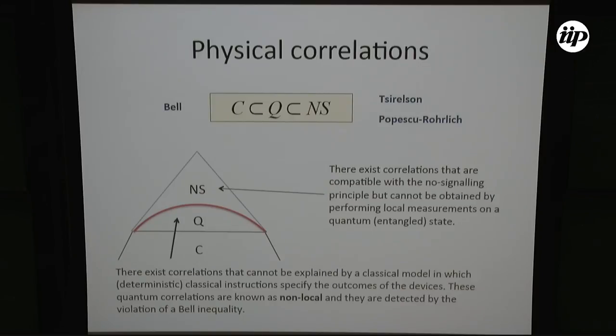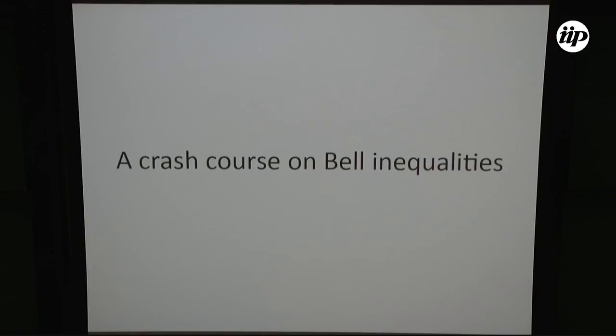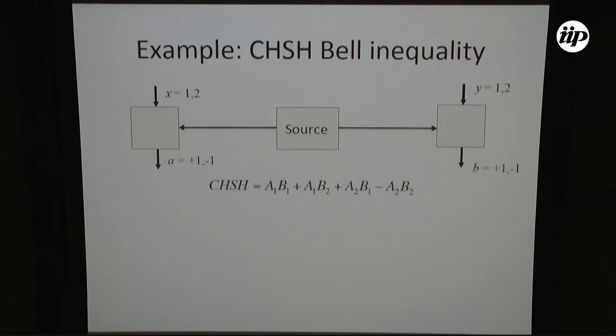Since this is a general talk, I will give, you know, quantum physics. Just to make sure that you follow me, hopefully, I will give a very short course on Bell inequalities. So what is a Bell inequality? I will use the simplest Bell inequality, which was invented by Clauser, Horn, Shimony, Holt. It's called the CHSH Bell inequality.